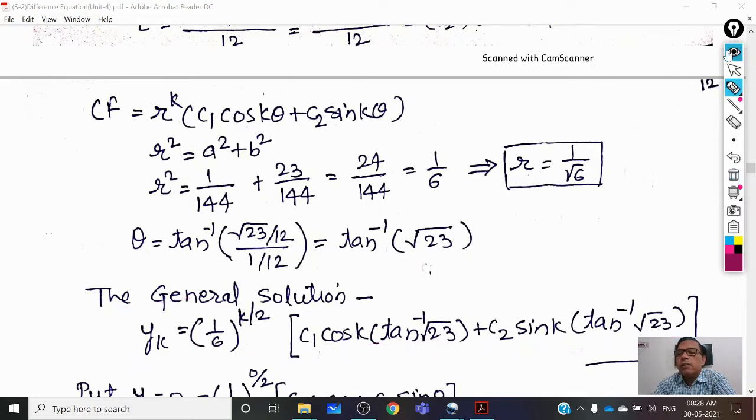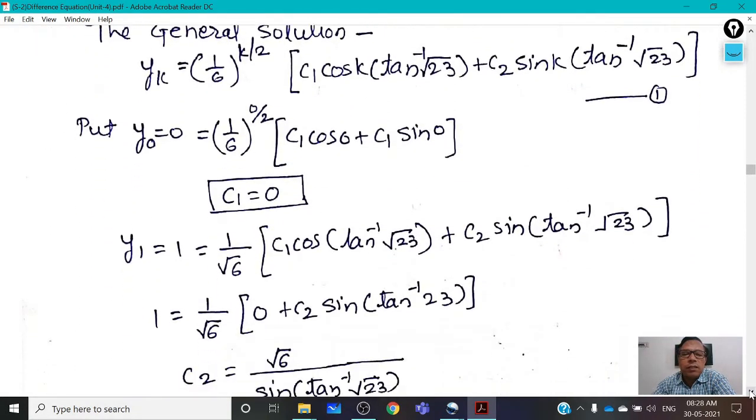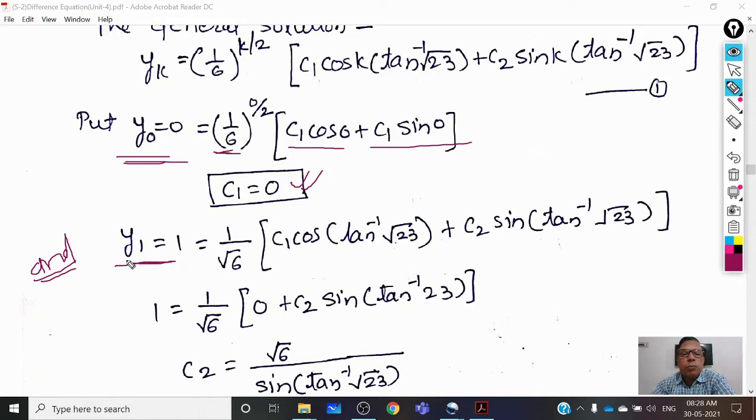Suppose that this is equation number 1. By using the given boundary conditions, we put k = 0 in equation 1. So y0 = 0 means (1/6)^0 [c1 cos 0 + c2 sin 0], which gives c1 = 0. And again, using the second boundary condition y1 = 1, we put k = 1 in equation 1.